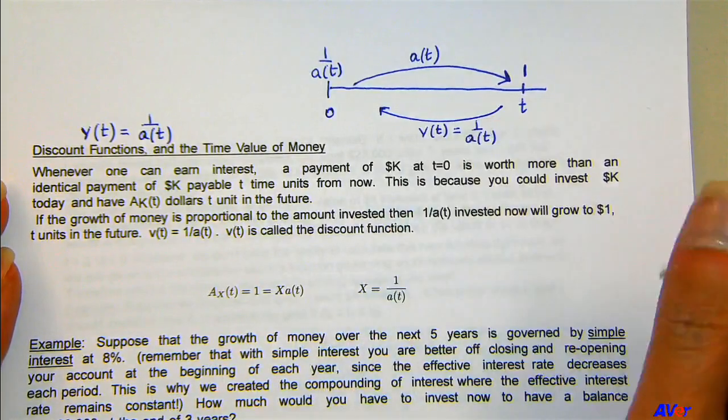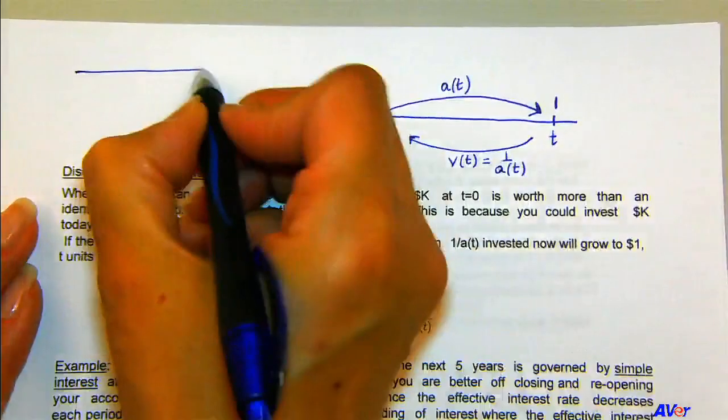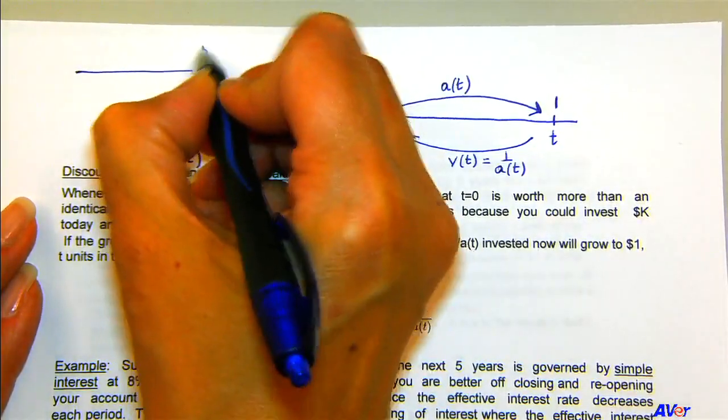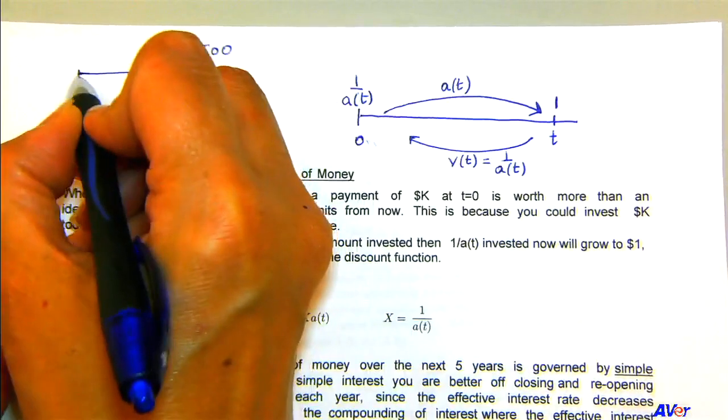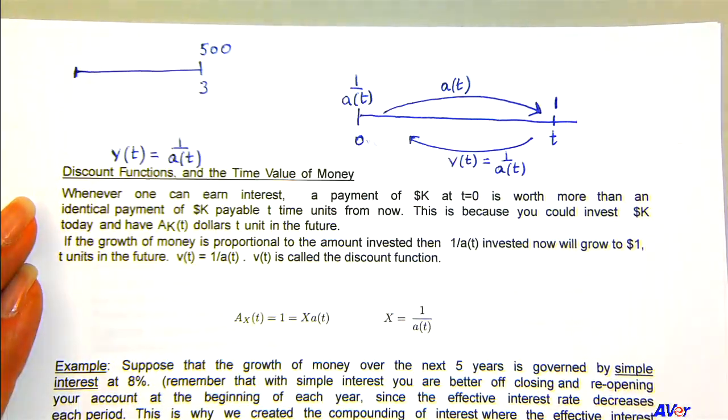So the present value of 500, let me write it here. The present value of 500 at time 3, if I have $500 at time 3, what is it worth today?